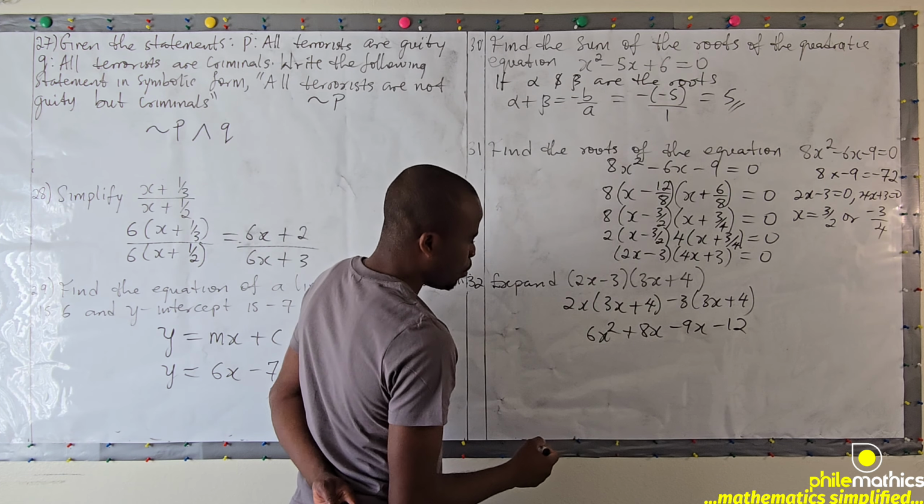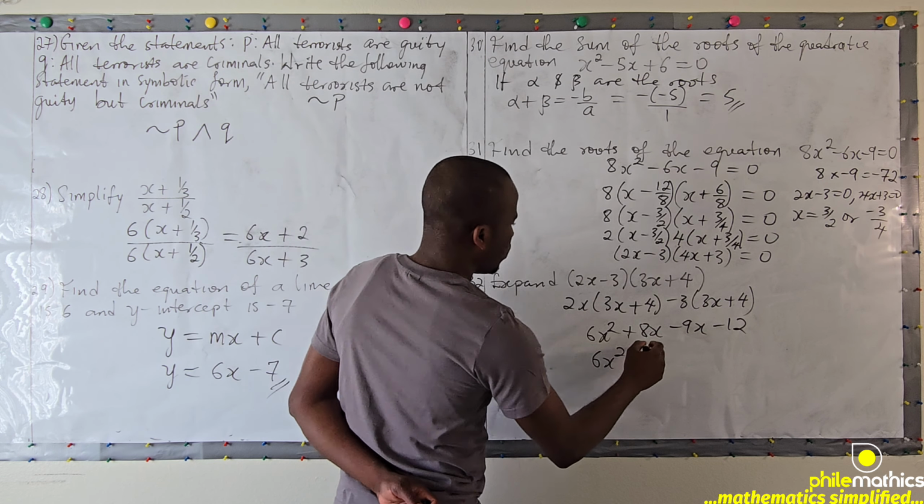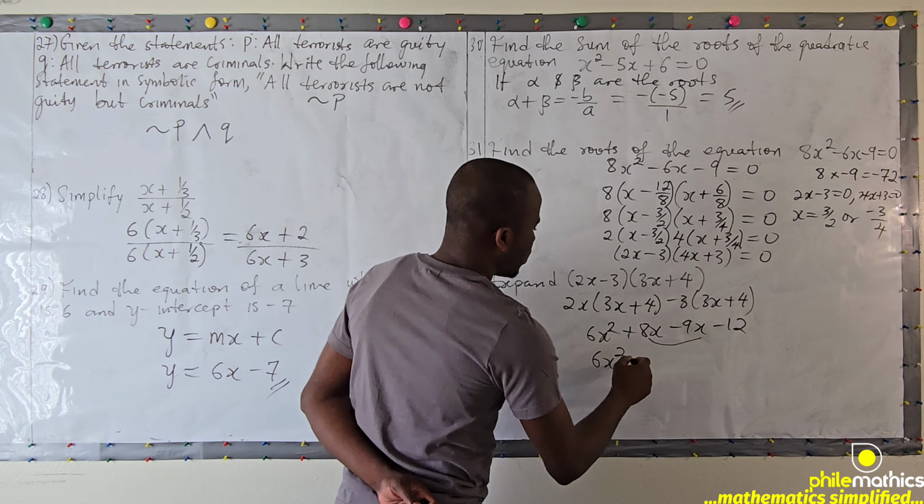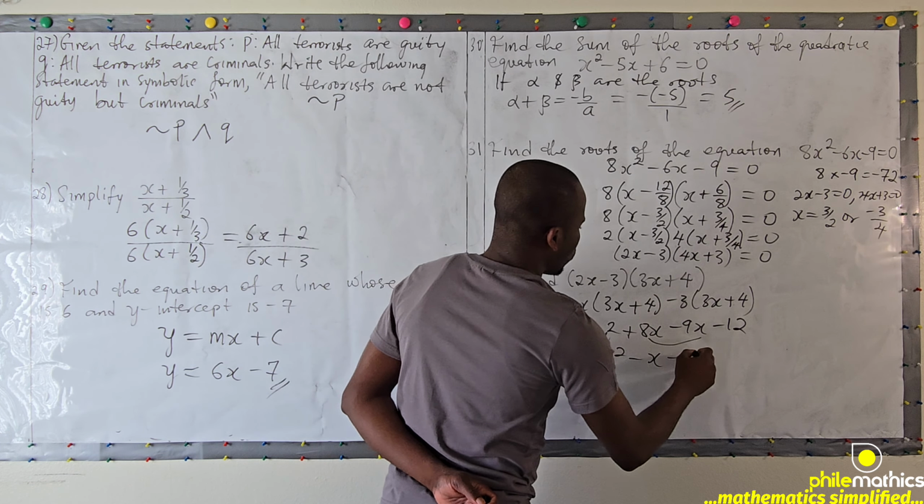We collect like terms. 6x squared. These two are like terms. 8x minus 9x is minus x, minus 12. So this is the expansion of this.